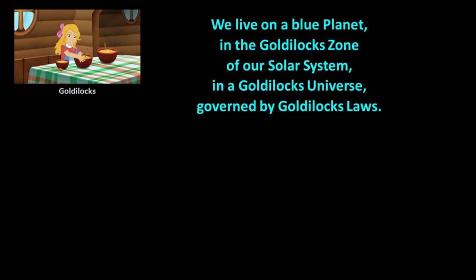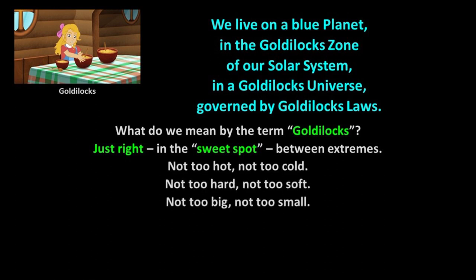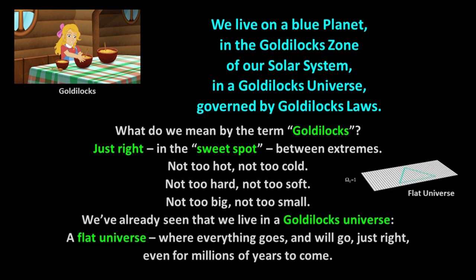We live on a blue planet in the Goldilocks zone of our solar system, in a Goldilocks universe governed by Goldilocks laws. What do we mean by Goldilocks? Just right, in the sweet spot between extremes. Not too hot, not too cold, not too hard, not too soft, not too big, not too small. Just the way Goldilocks found it at the house of the three bears. We've already seen that we live in a Goldilocks universe, a flat universe, where everything goes and will go just right, even for millions of years to come.